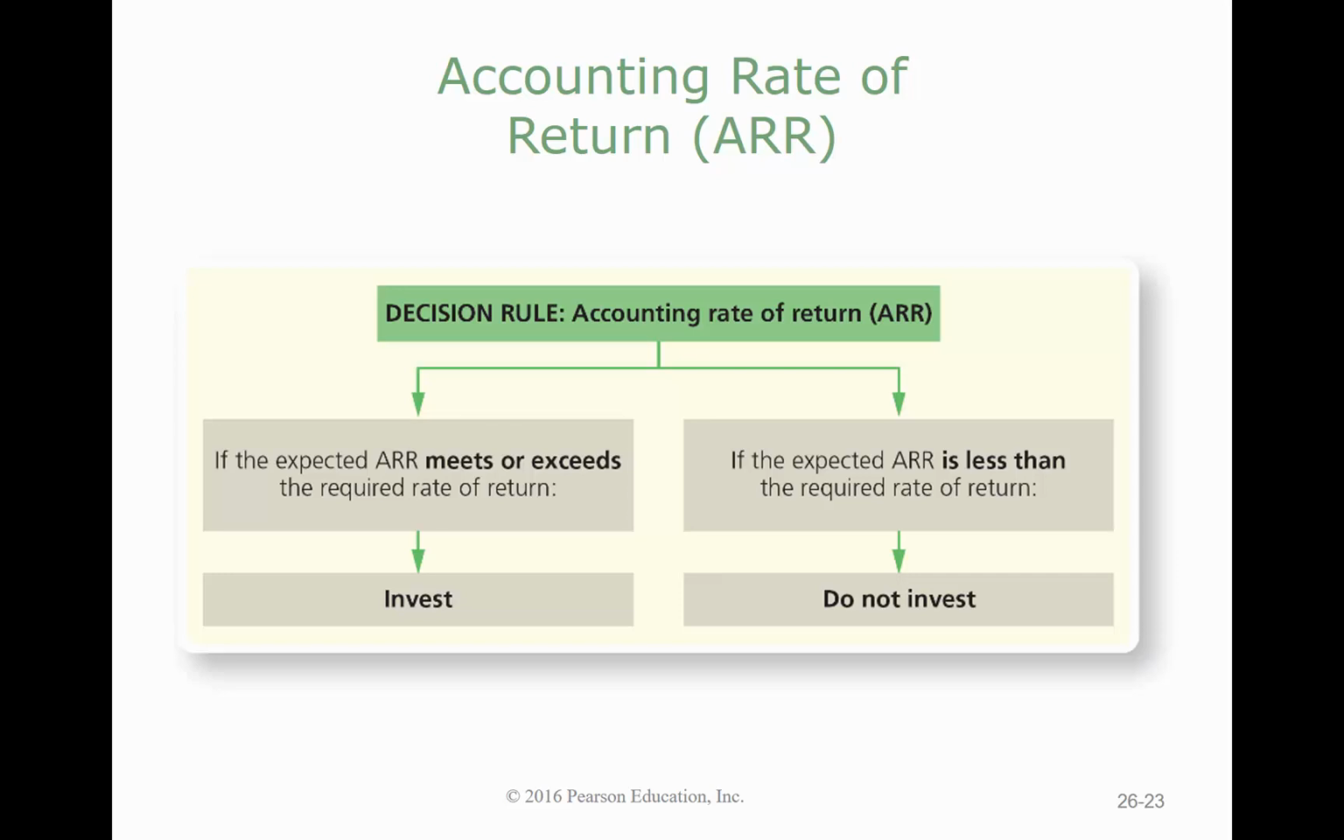So the rule on the accounting rate of return is, if the expected accounting rate of return meets or exceeds the required rate of return, so in these problems, they'll tell you the company's required rate of return on capital investments is 12% or something like that. So if the accounting rate of return meets or exceeds that, then it's something that you want to invest in. It means that this thing is giving you a rate of return greater than what your target or required rate of return is.